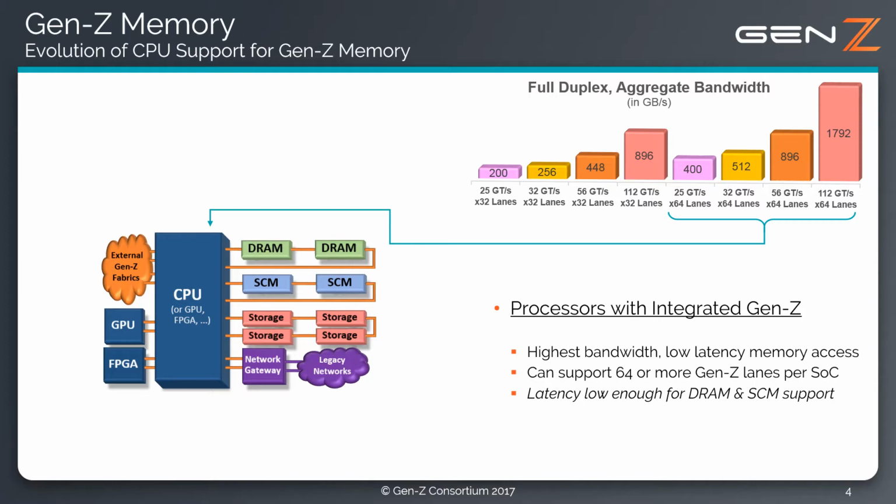And speaking of DRAM, the integrated Gen Z interfaces on the CPU will now make Gen Z attached DRAM a reality, as latency will now be acceptable for DRAM media. In fact, Gen Z attached DRAM can even reside on external Gen Z switches connected to the CPU for further memory expansion, as the latency of Gen Z switches is only tens of nanoseconds.